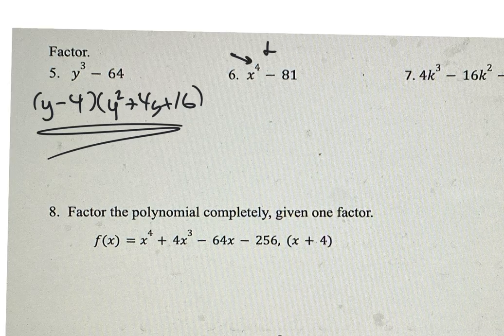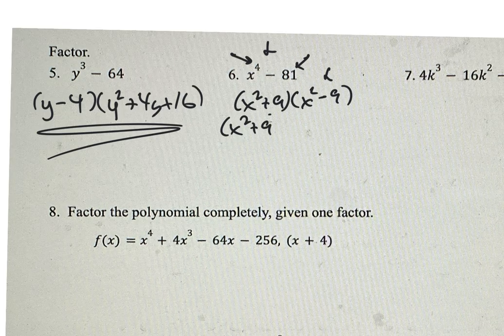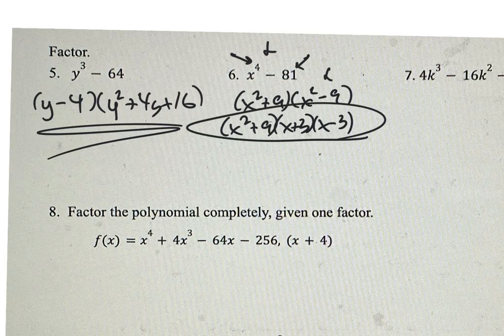Anytime you have an even exponent, you can take a square root. 81 obviously has a square root, so I'm going to go x squared plus 9, x squared minus 9. Now, look what we got here. We got another difference of squares. That's not, though. That's a sum of squares. You can't factor that, but you can factor the x squared minus 9. Boom. There you have it.